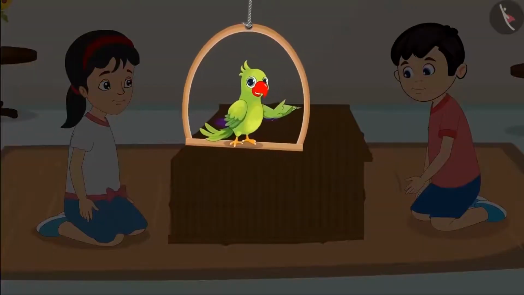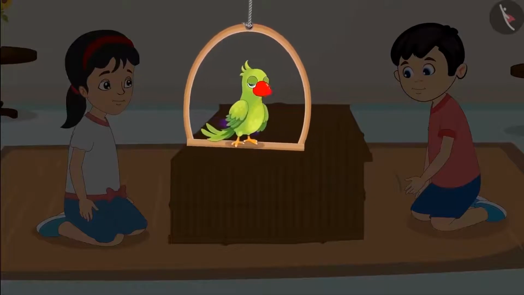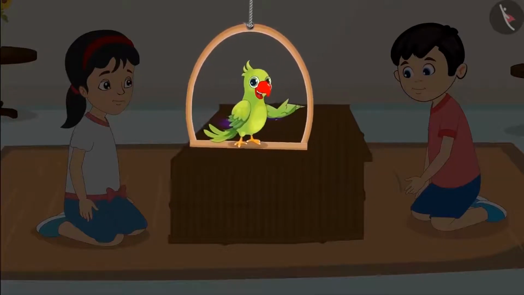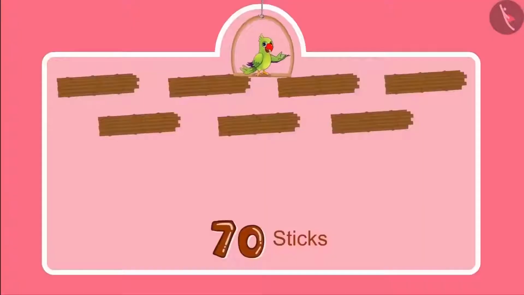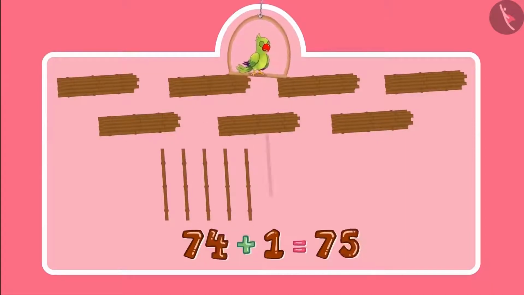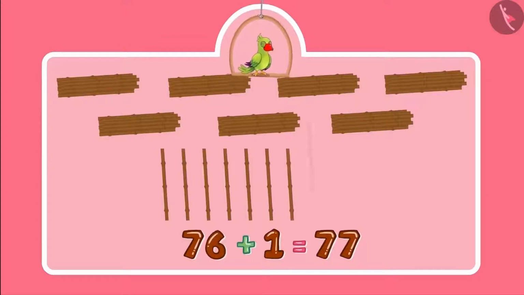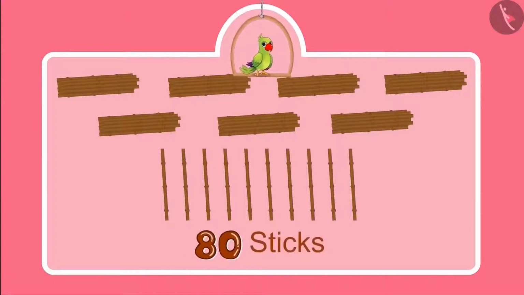Children, did you see what a beautiful house Chotu and Pinky have built? Do you know how many sticks they used to build the house? Come, let us see. Initially, they had 70 sticks. And then Pinky got 10 more sticks. So the number became 71, 72, 73, 74, 75, 76, 77, 78, 79, 80. So the total number of sticks is 80.